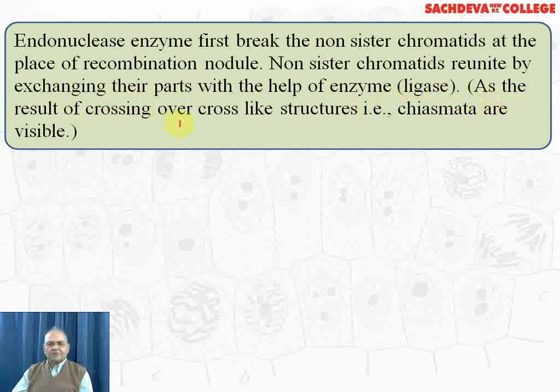As the result of crossing over, you will see a structure called chiasmata become visible. You know, the number of chiasmata formed depends upon the length of the chromosome. It may be one, or if the chromosome is long, you may see more than one.